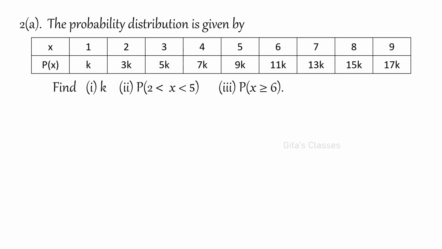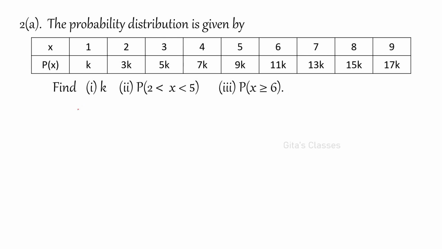Okay. Next is 2a, the probability distribution is given by. And this time I have told you either the discrete probability or continuous probability, one definite question. But this time they have asked both discrete and continuous. So 2a, the probability distribution is given by, find the value of k, probability of 2 less than x less than 5, and probability of x greater than or equal to 6.